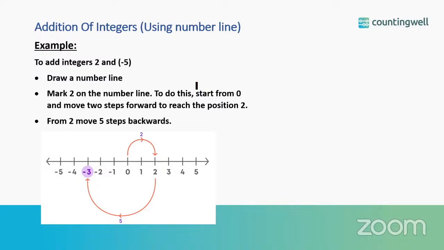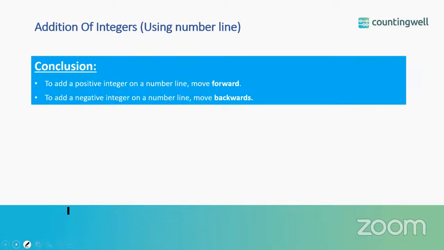So in this way, we add the integers 2 and minus 5. So the conclusion is, whenever we are adding a positive integer, we have to move forward. When we are adding a negative integer, we have to move backwards.